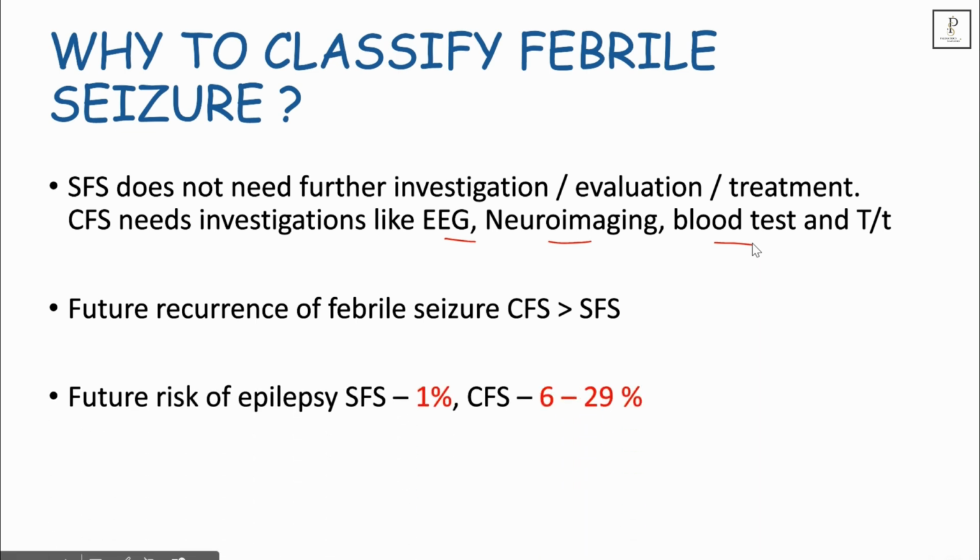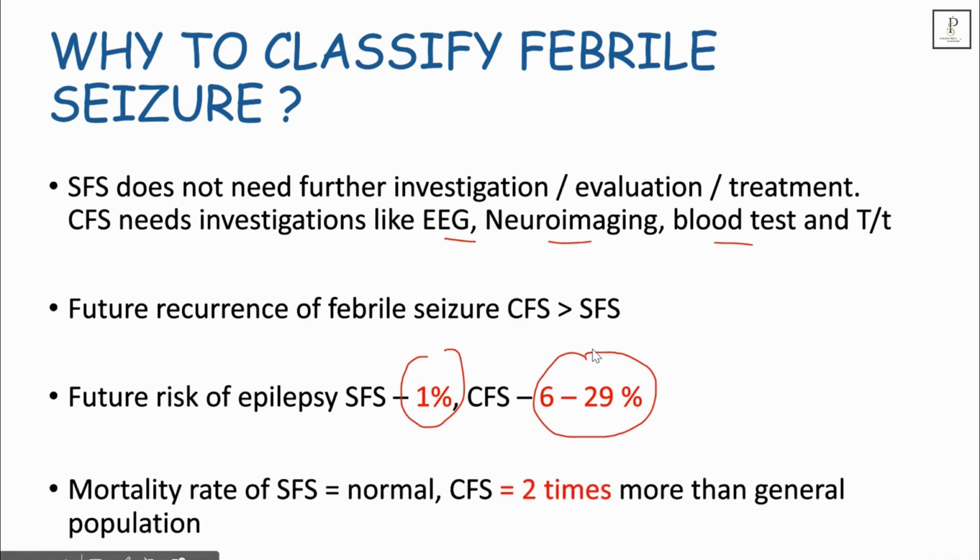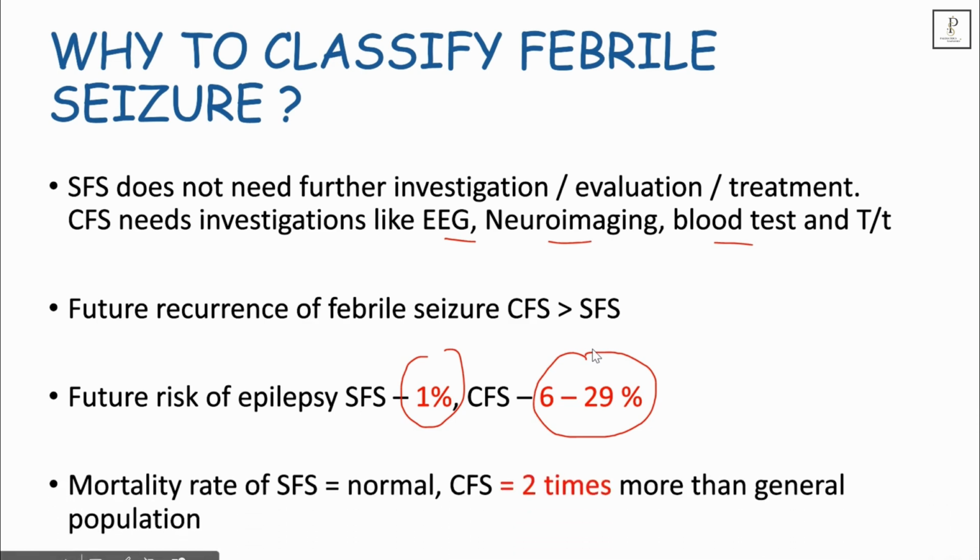Then future risk of epilepsy. If it is a simple febrile seizure, what are the chances that it will become epilepsy in future? This is very less, just 1%. If it is a complex febrile seizure, epilepsy risk is between 6 to 29%, which is very high. Mortality of simple febrile seizure is the same as the normal population, but in complex febrile seizure, the mortality rate is 2 times more compared to the general population.